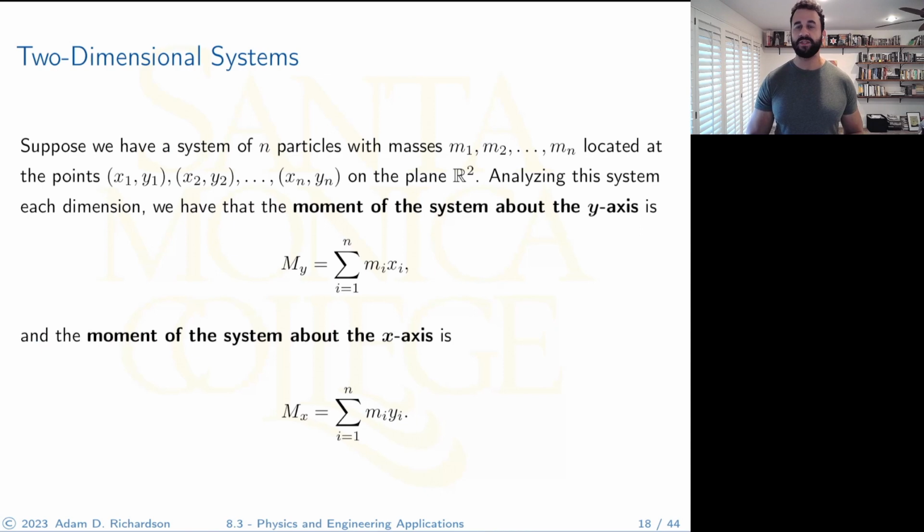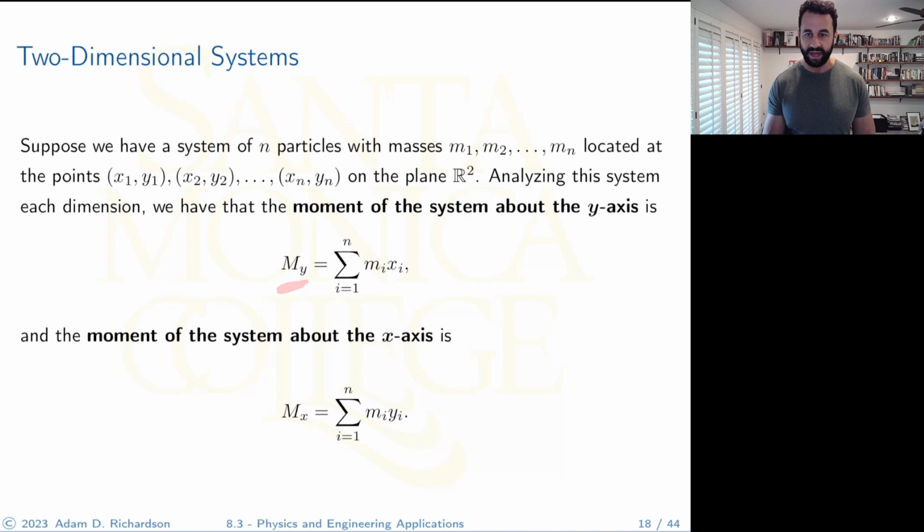Okay, so now let's talk about two-dimensional systems. Now things are getting a little more interesting. Suppose we've got a system of n particles again, and they've got masses m1, m2, dot, dot, dot, all the way up to mn. But now we're going to locate those masses at points on the plane. So you've got all these point masses all over the plane, and we want to find the center of mass of that. Now, because we're in two dimensions, we're going to have two different moments: the moment of the system about the y-axis and the moment of the system about the x-axis.